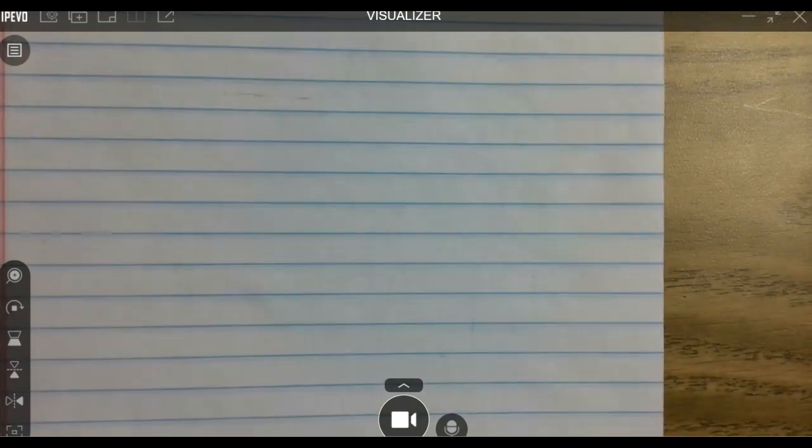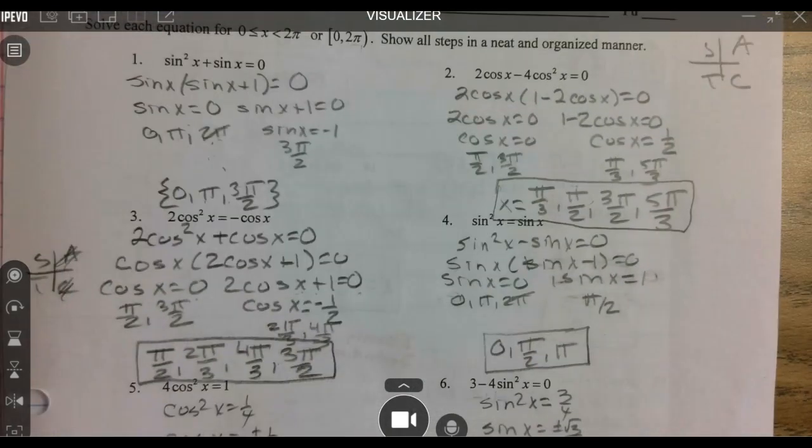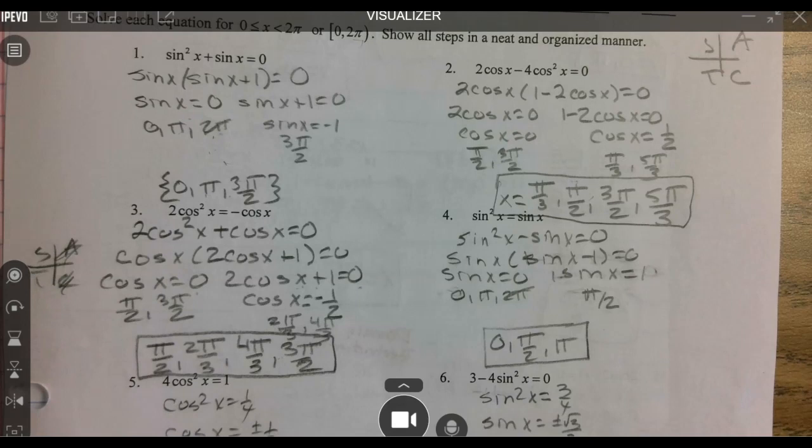Okay, so let's check C, where we're solving particular solutions. And we did not do 11 through 15. And we're going to do U substitution today. So 11 through 15. And I think we'll just pick one of those to do. I think I was going to do 11 in my notes anyway. So we'll just do 11.